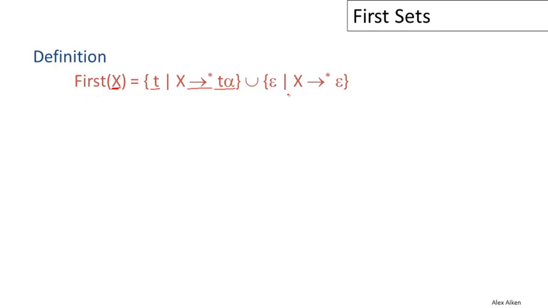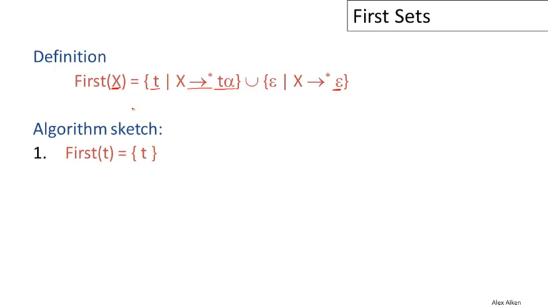Now, for technical reasons that will become clear in a minute, we also need to keep track of whether X can produce epsilon. Even though epsilon is not a terminal symbol, if X can go to epsilon via 0 or more steps, then we'll say that epsilon is in the first of X. This turns out to be needed. We need to keep track of whether things can produce epsilon in order to compute all the terminals that are in the first set of a given grammar symbol.